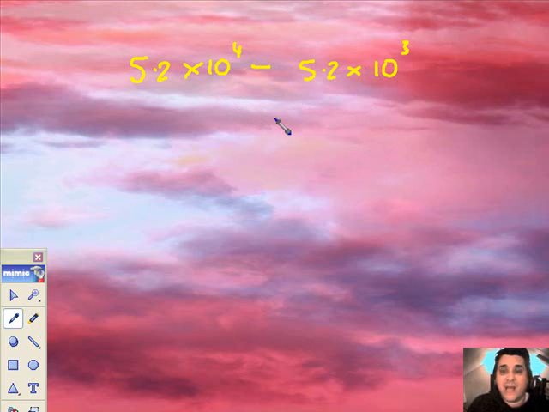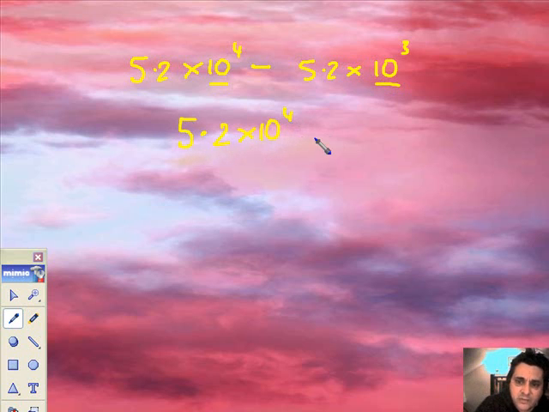Again, the powers are out of order, really. This is of a higher order than that one. It's got an extra power on it. 4 beats 3 by exactly times 10. So I want to match these two right now. So as I showed you before, leave that as it is, 5.2 times 10 to the power of 4.